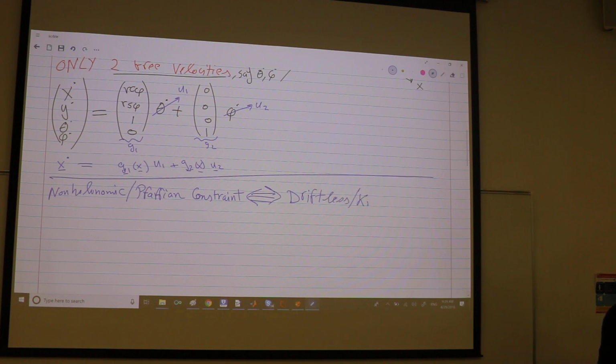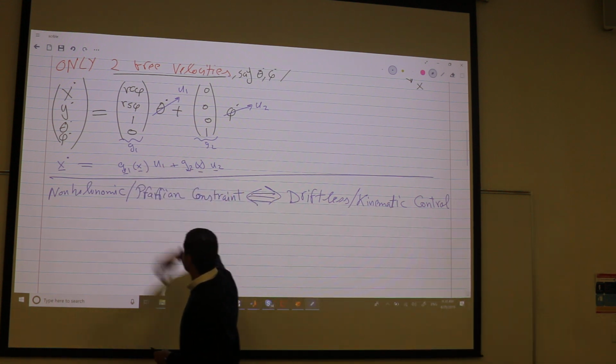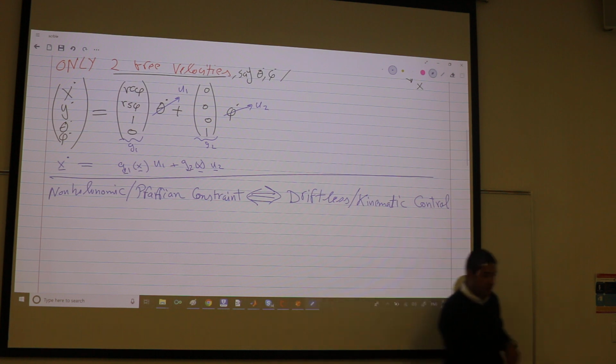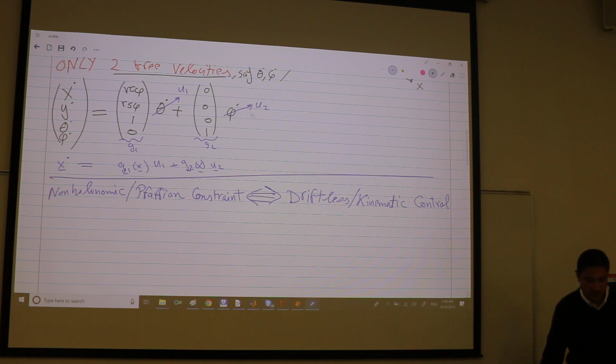Driftless systems, sometimes we call them kinematic control systems, because they simply represent kinematic equations. There is no dynamics here, right? If you assume that you have direct control authority over the speeds, you're asking the following question: how can I manipulate my speed to reach any final configuration x, y, theta, and phi? This is a very legitimate question. Roboticists are always interested in that, right? Given the speeds, how can we manipulate the speed to reach the desired position?